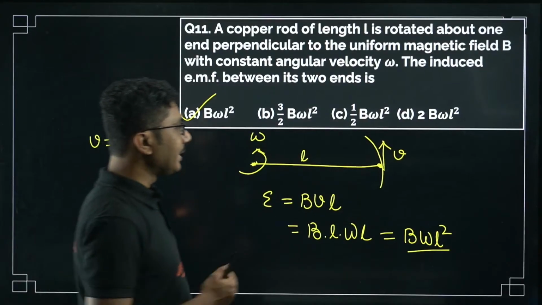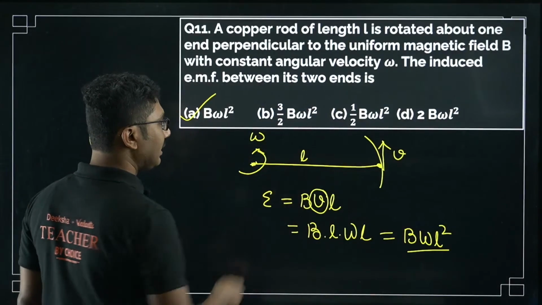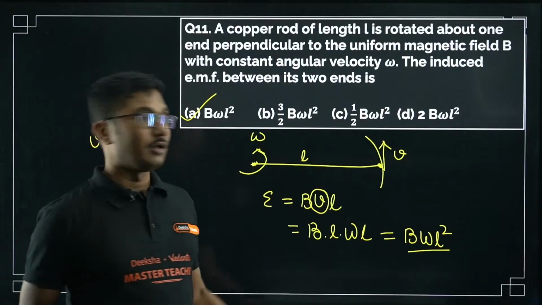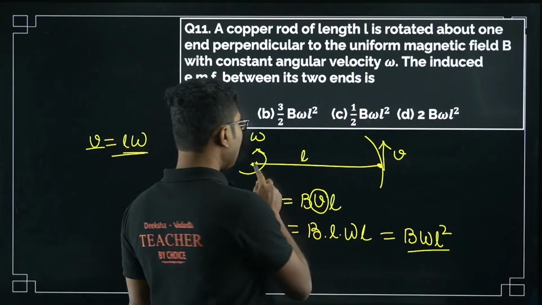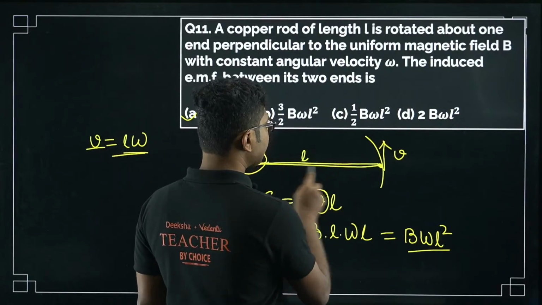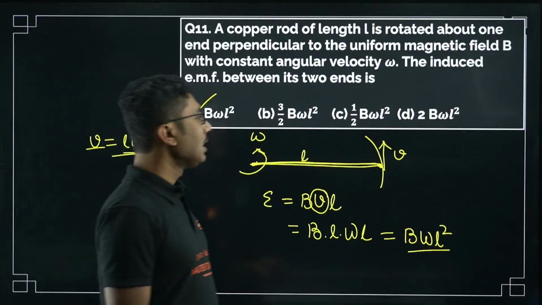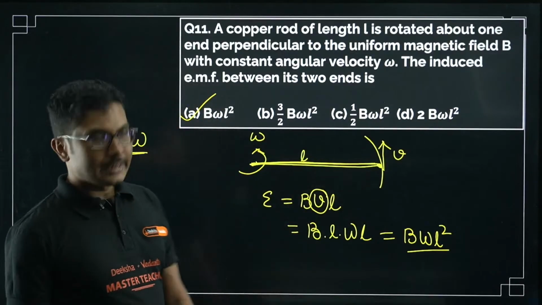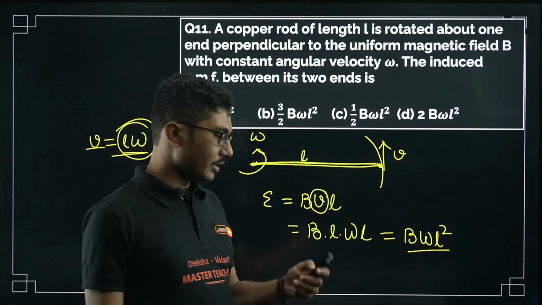So it will be B omega L square. Only thing, you have to convert this velocity from angular velocity to linear velocity. Just this conversion is required. Now this distance is L, so this distance L is equivalent to the radius, right? V is equal to R omega. So instead of R you have to put L here, and the formula is straightforward, B V L. Put it, calculate.